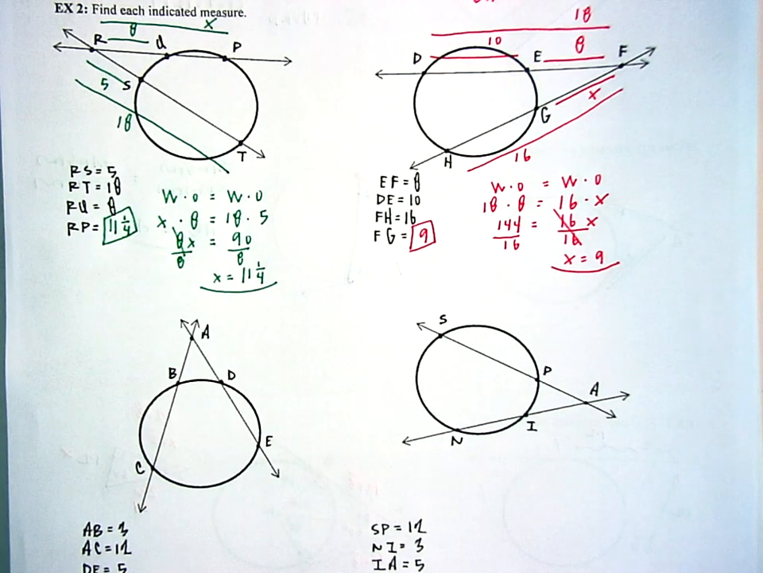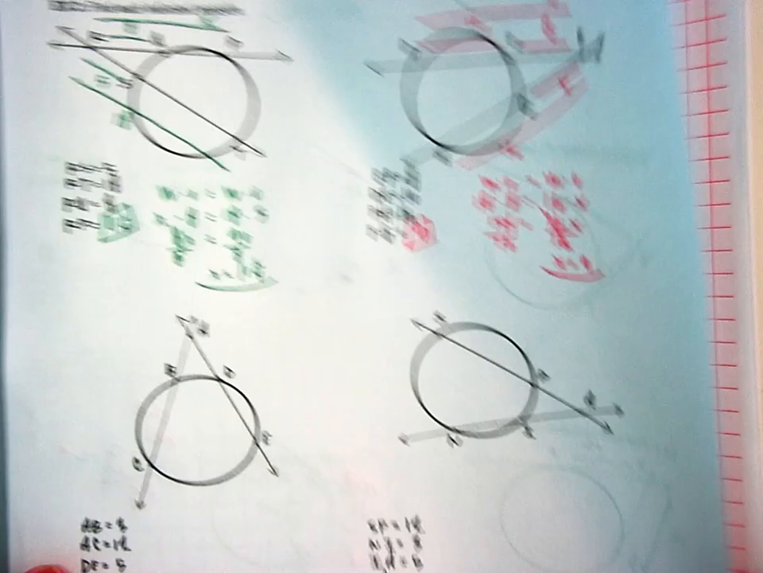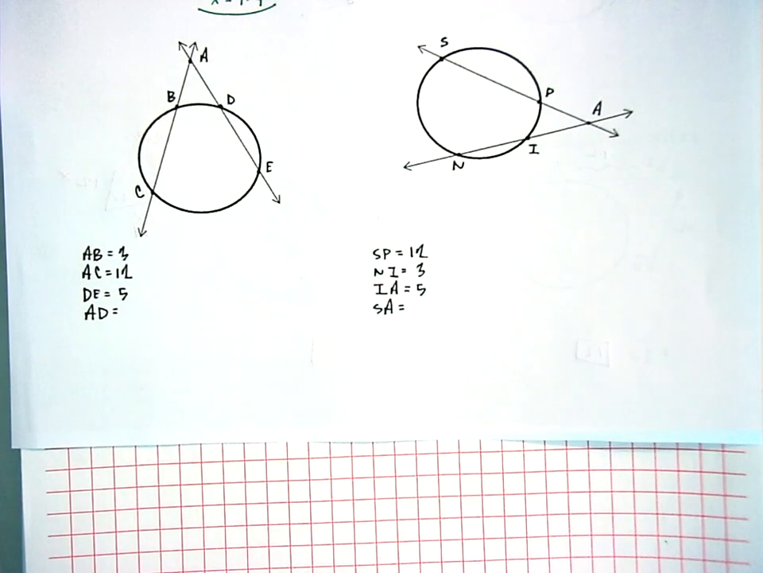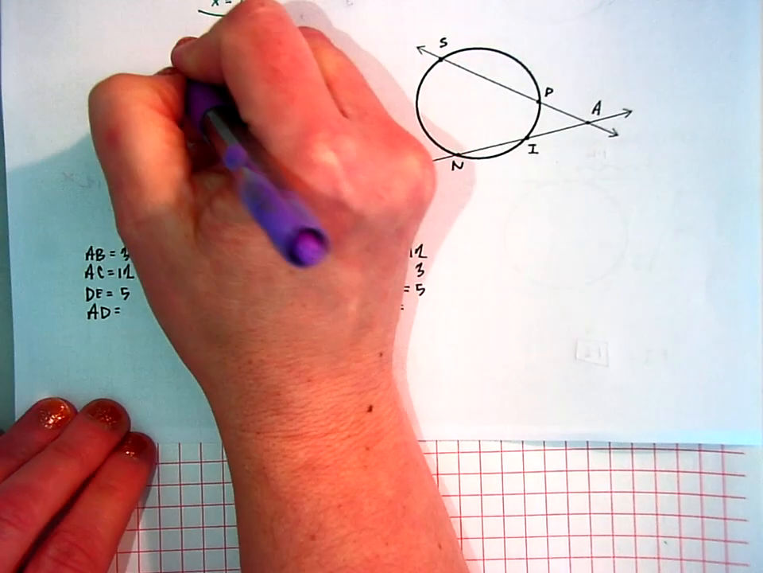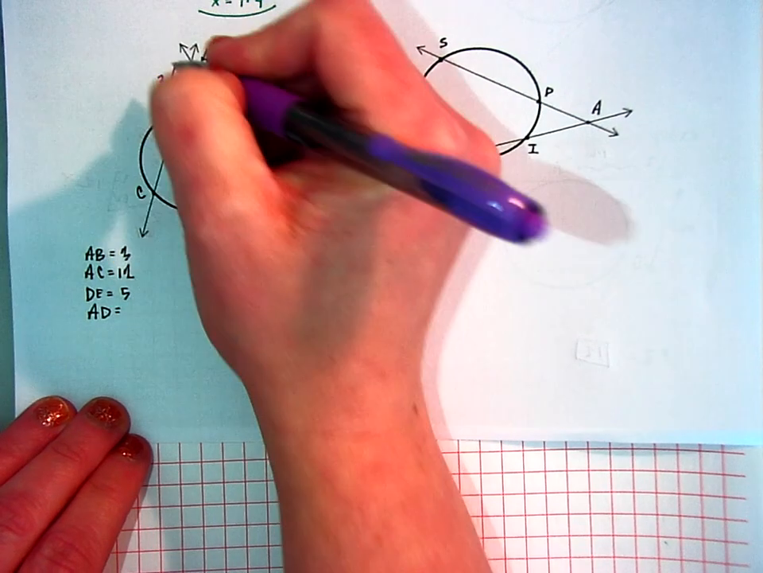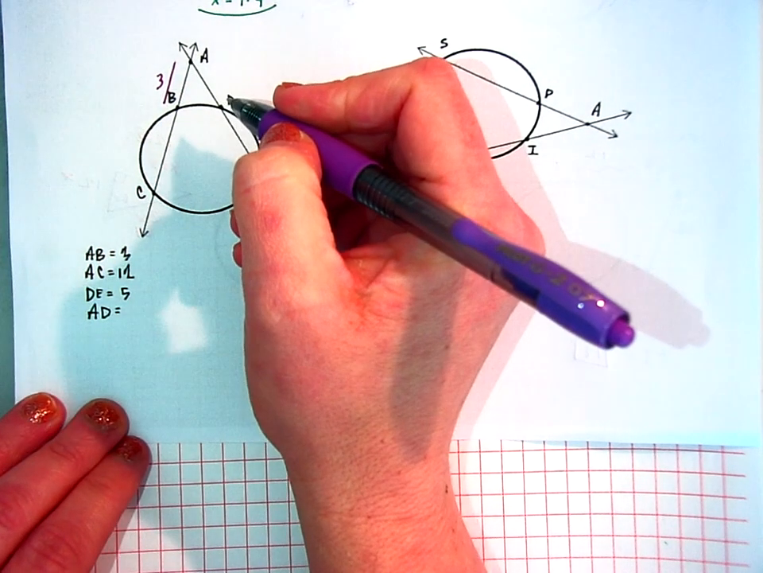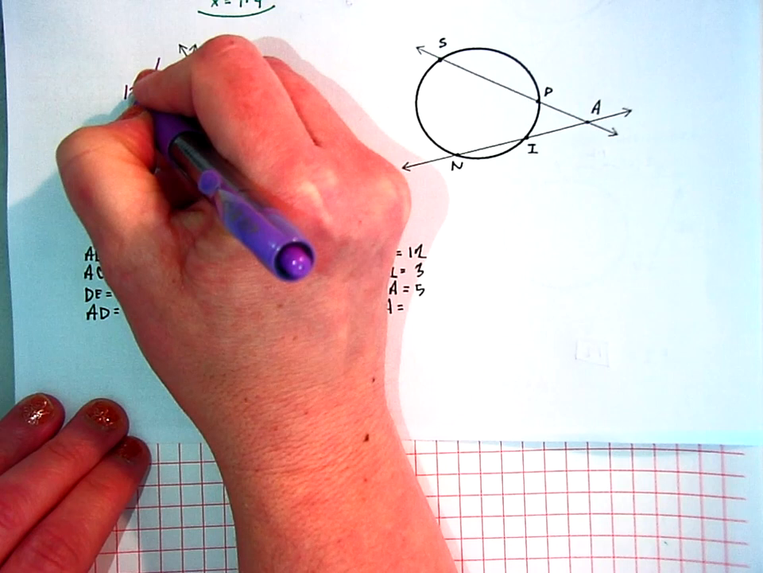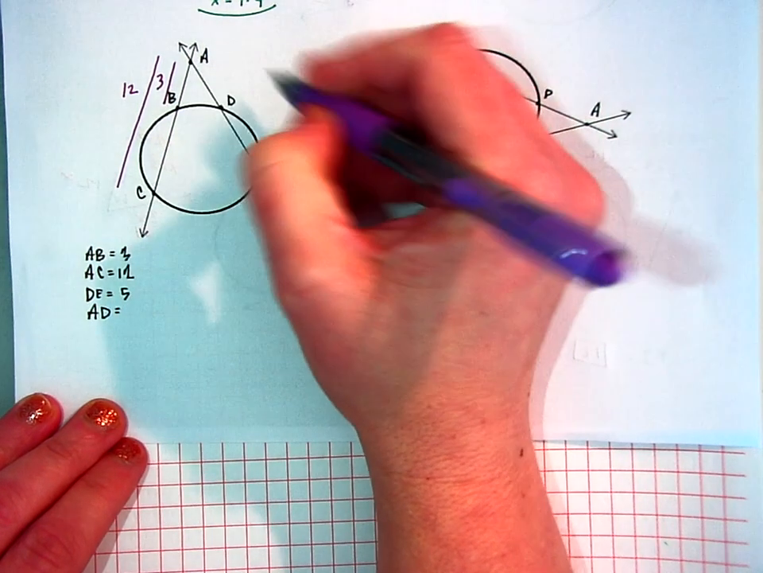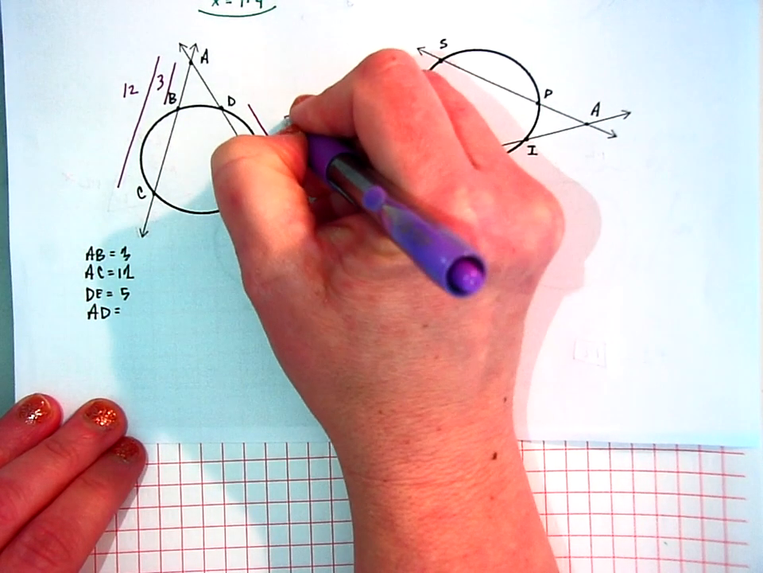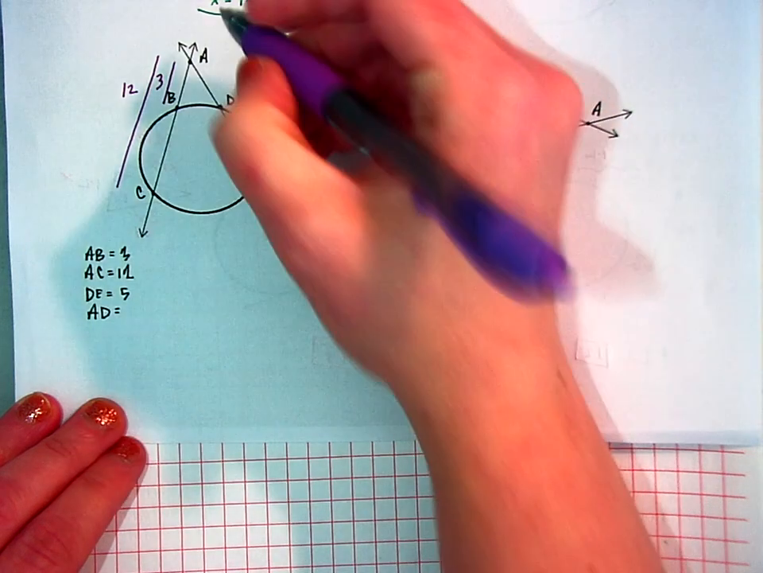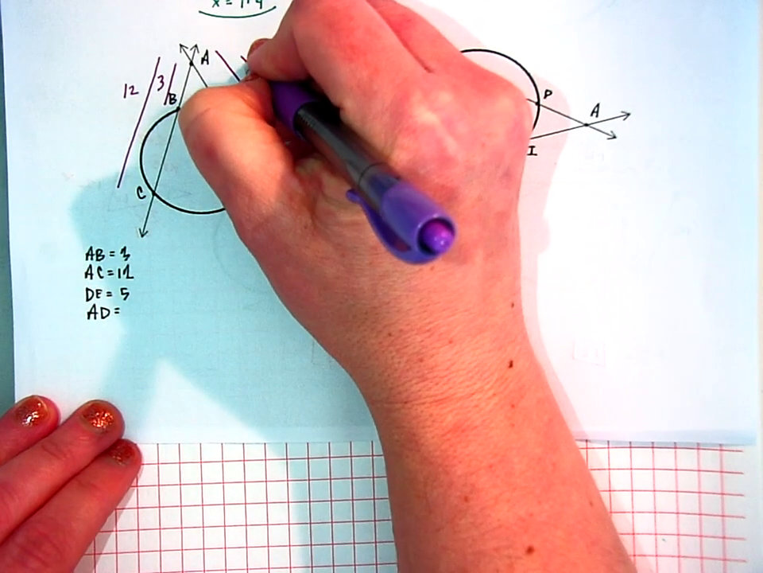All right, next up, it's going to get a little harder because you know I love to infuse some algebra into the skill. So here we go. So in this one here, AB is 3. So right here is 3. And we're told that AC, A to C, this whole part, is 12. DE, so D to E is 5, and we're asked to solve for AD. So right here, that is X.